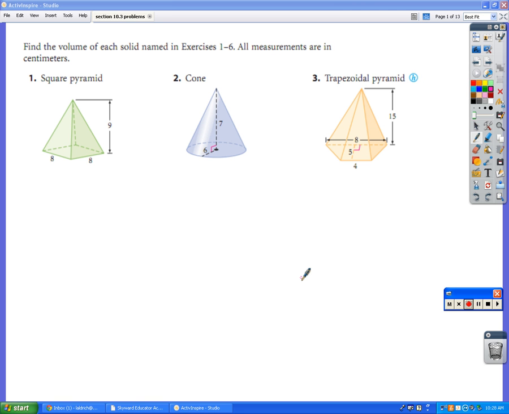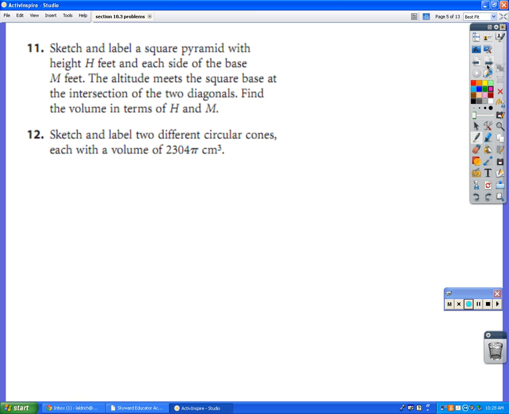Okay, Haley, will you remind me again which ones you wanted? 11, 12, and 20. That's the same ones I needed. Perfect. All right. 11.